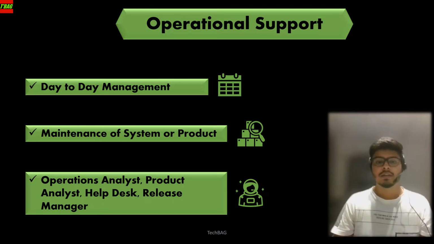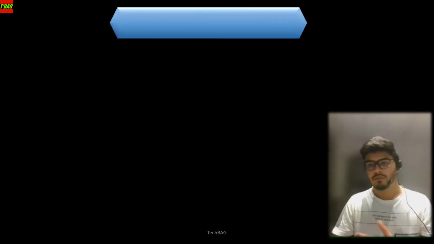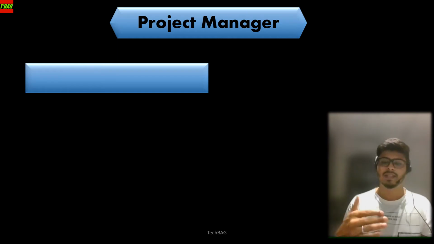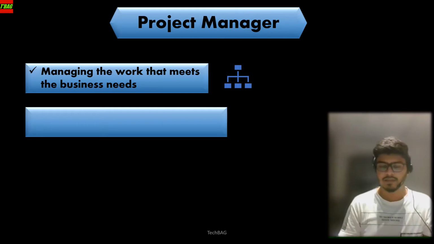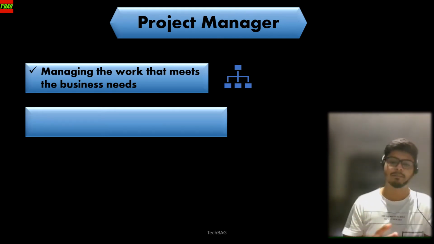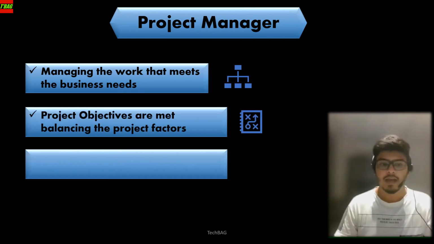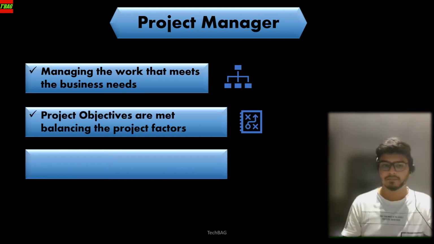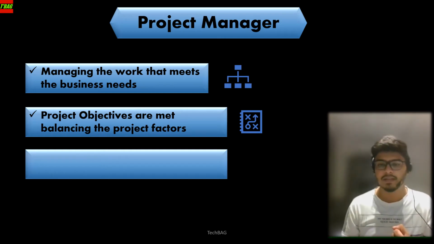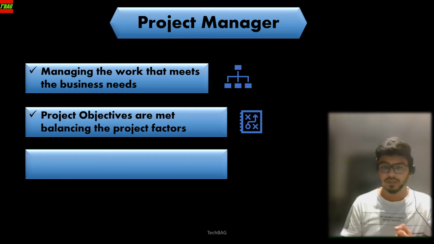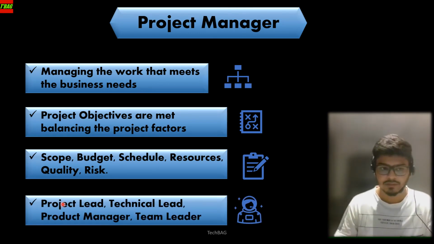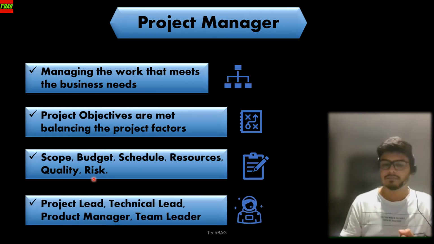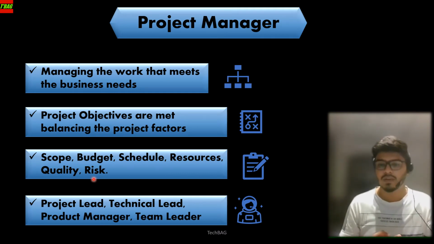The next stakeholder we were looking at is the project manager. He's the one who is very close to the BA. The role of a project manager is to manage the work that meets the business need, and the project objectives are met by balancing the project factors. So the project manager looks for work that meets the business need, and also that project objectives are met by balancing the project factors. Some of the project factors you look at here are scope, budget, schedule, resources, quality, and risk.